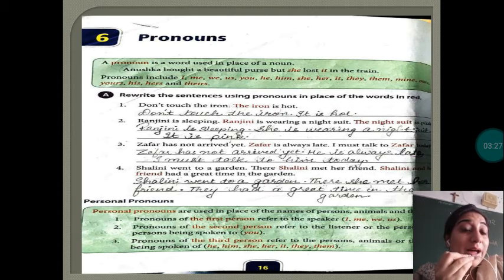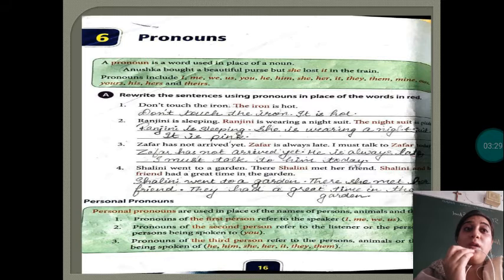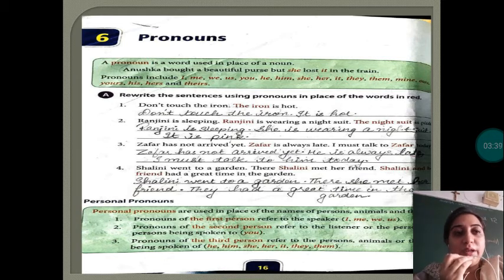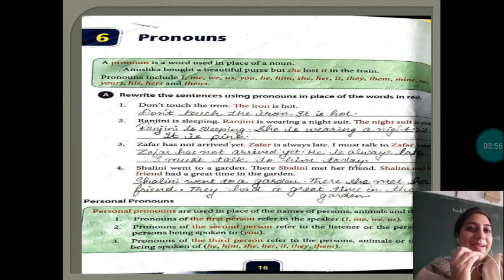Zafar has not arrived yet. Zafar is always late. I must talk to Zafar today. So instead of Zafar, one time we will use his name and another time we will use the pronoun, that is he. Zafar has not arrived yet. He is always late. I must talk to him today. Instead of Zafar, him. I hope you are clear with this sentence.